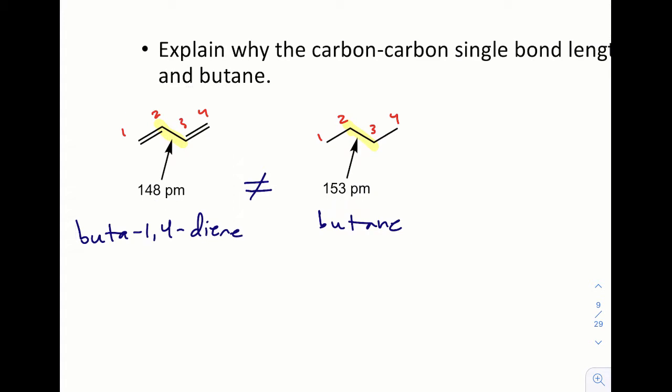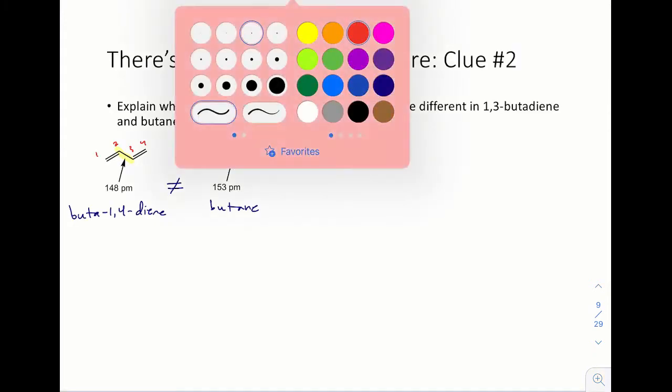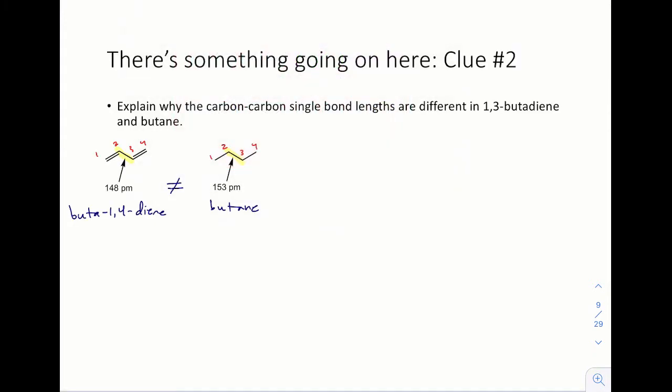How can we explain this? Please write down an answer because you're all equipped with a possible explanation from previous classes.